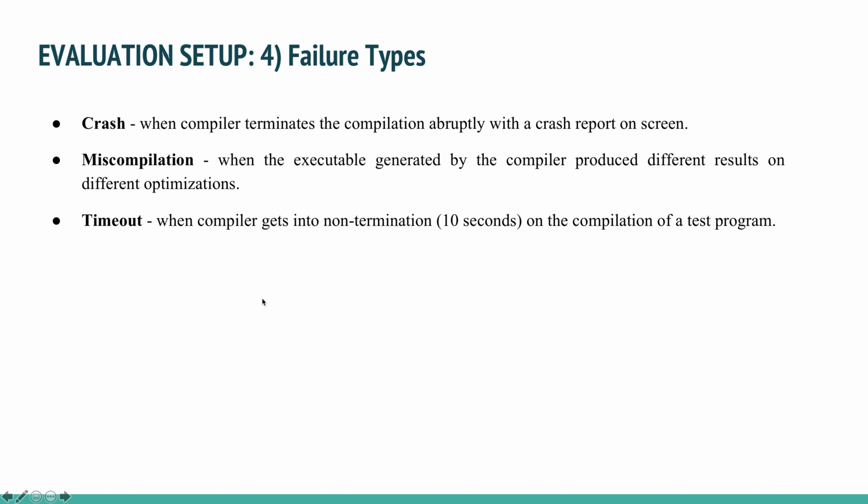We expect 3 types of compiler failures in the compilation of a program. One is a crash, when the compiler terminates the compilation with a crash report on the screen. Miscompilation, when the executable generated by the compiler produces different results on different optimization levels. And timeout, when the compiler gets into non-termination on the compilation of a test program. In this experiment, we consider 10 seconds as the timeout threshold.